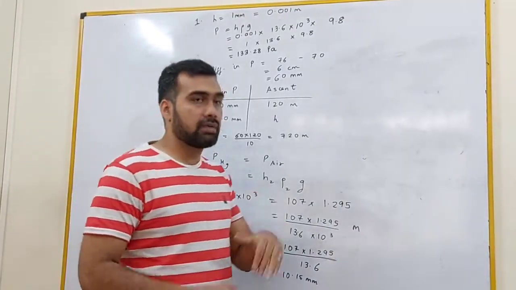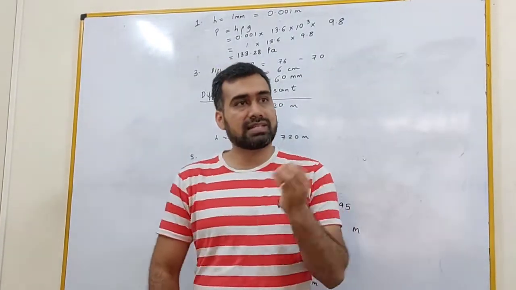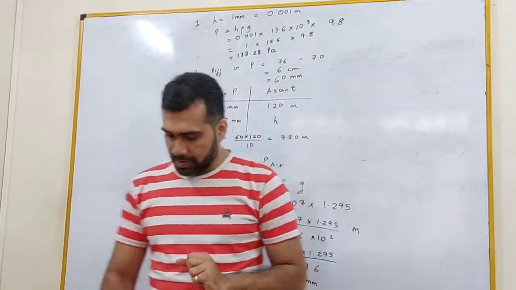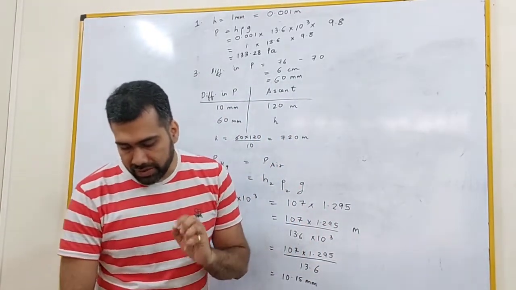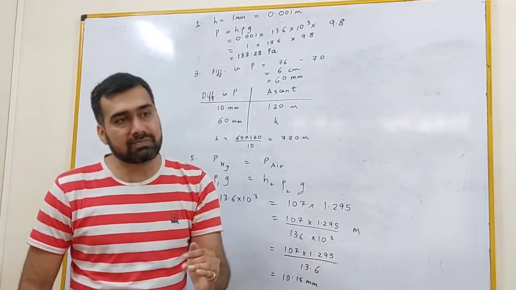Now the third sum. Whenever we climb a hill, air pressure decreases. As our altitude increases, the density of air and the pressure of air is less. In this question, they have mentioned that for every 120 meter rise or ascent, air pressure decreases by 10 millimeter.